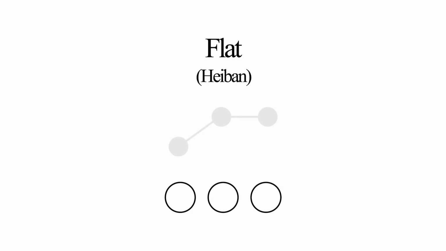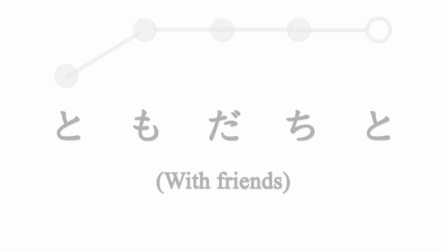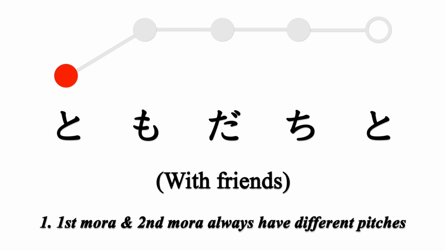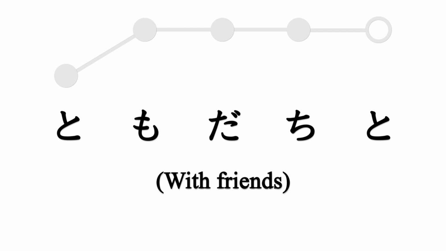The last one is the flat pattern. The first mora starts low in pitch. Following rule number 1, the pitch goes up after the first mora and stays high till the accented mora. But the flat pattern words don't have an accent. So the rest of the moras stay high in pitch, including the particle after the word. That's the difference between the tail high pattern and the flat pattern.